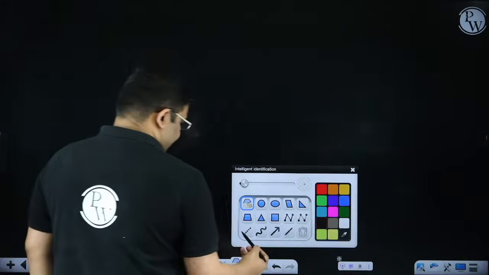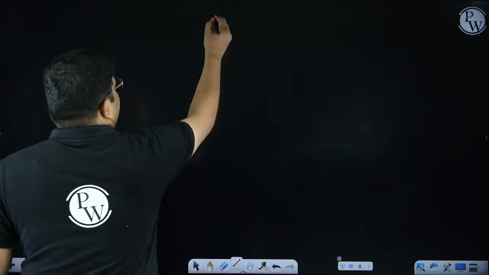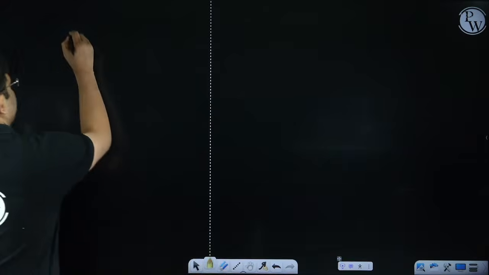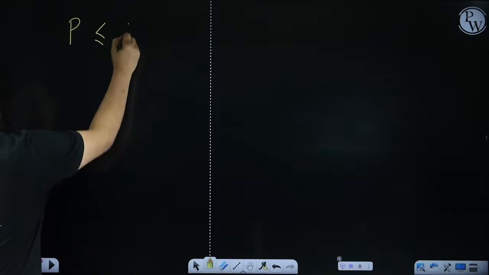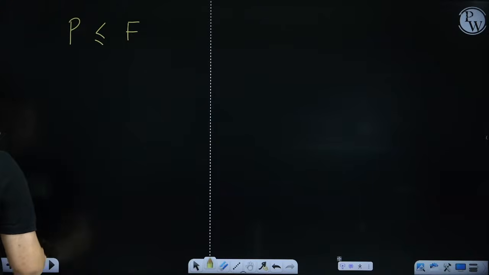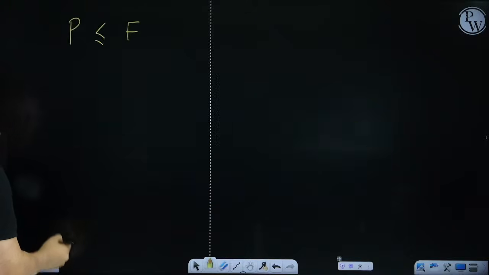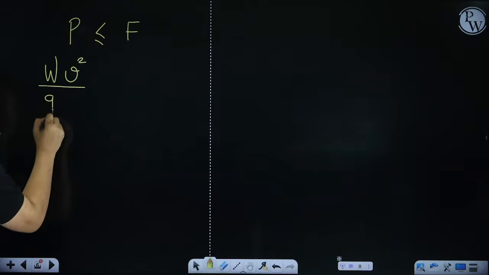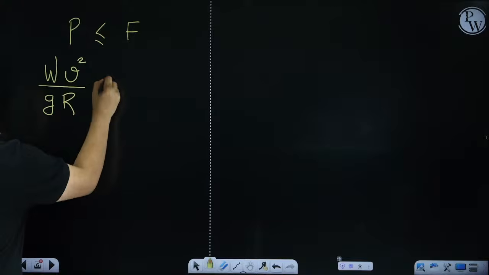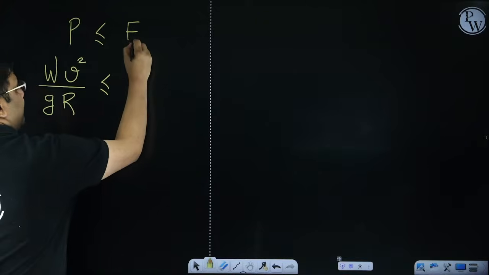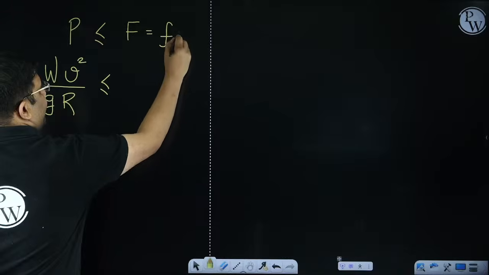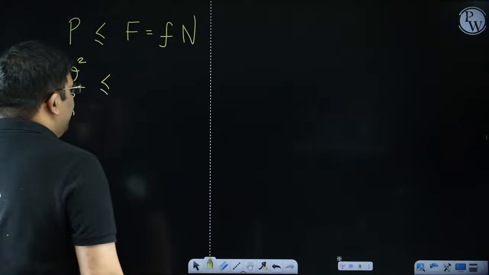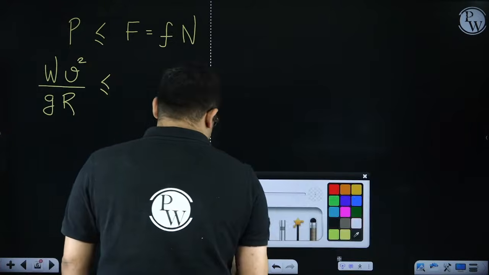Let us elaborate this equation. We saw that P should be less than or equal to F. P is equal to W, weight, speed square by gr. The frictional force will be equal to the coefficient of friction into normal reaction. Here we'll be using the coefficient of lateral friction.